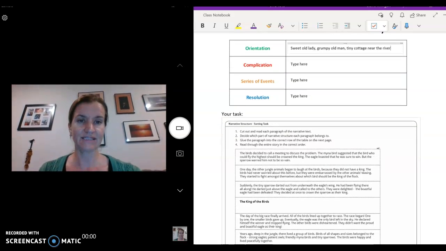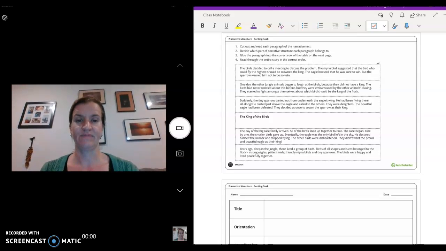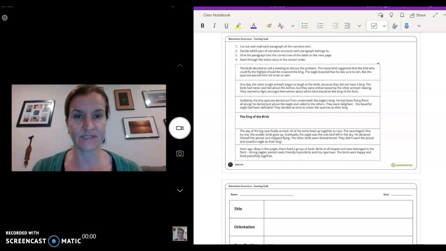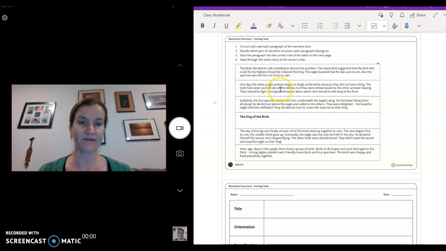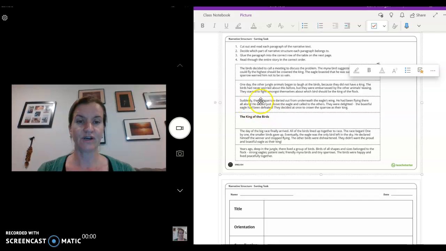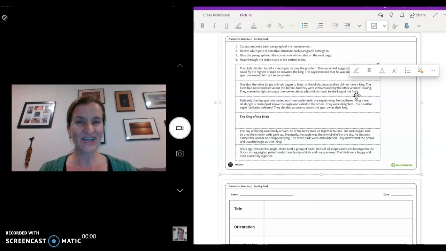Okay, your next task, Year 3, is down here, another story called The King of the Birds. Your job is to read through each of these paragraphs and work out which one is first. I'll give you a clue, the title. Which one's first? Which one's second? Third? I think it goes up to 6.